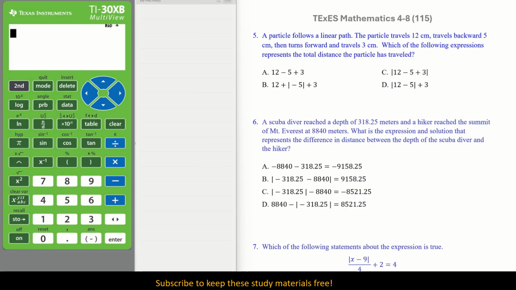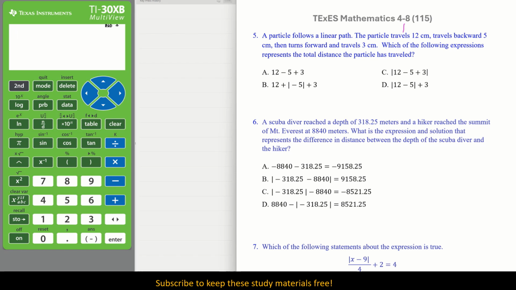Number 5, a particle travels a linear path. The particle travels 12 centimeters, travels backward 5 centimeters, then turns forward and travels 3 centimeters. Which of the following expressions represents the total distance the particle has traveled? Okay, this is just trying to trip us up with English, the language of it.